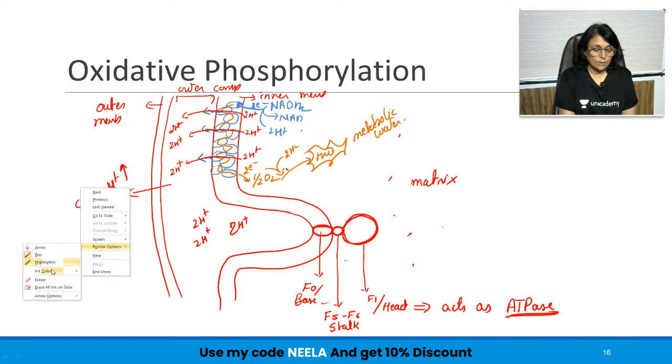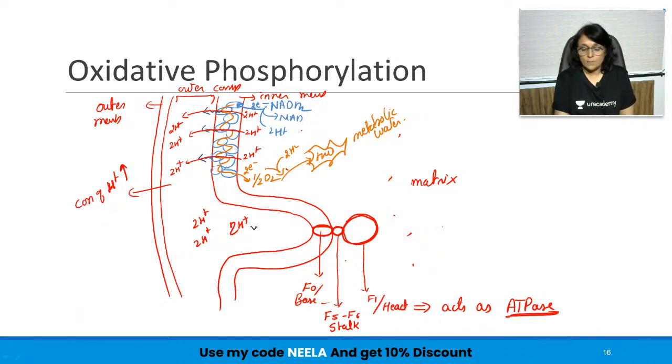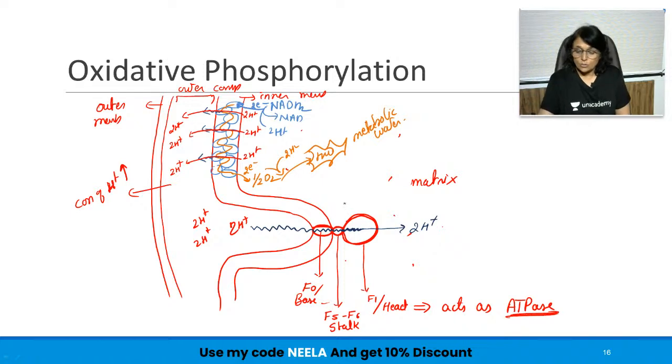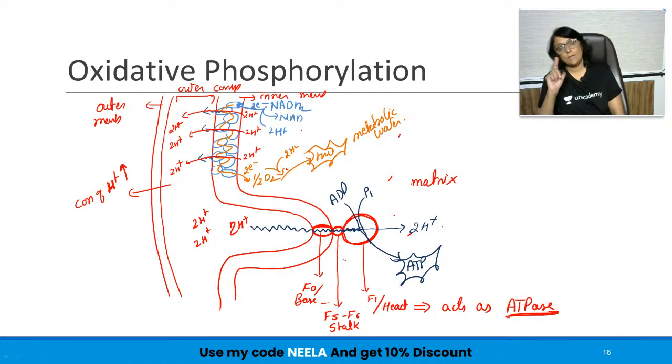Now, this proton comes back from the outer compartment through this F0 stalk, and here in F1 it releases its energy. And then with minimum energy, the proton comes back into the matrix. When it releases all that extra energy, that energy is used to add inorganic phosphate to ADP, and what will we get? We get ATP. So one proton goes back, we get one ATP.